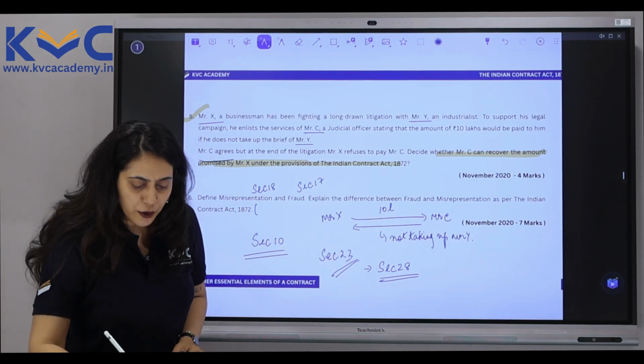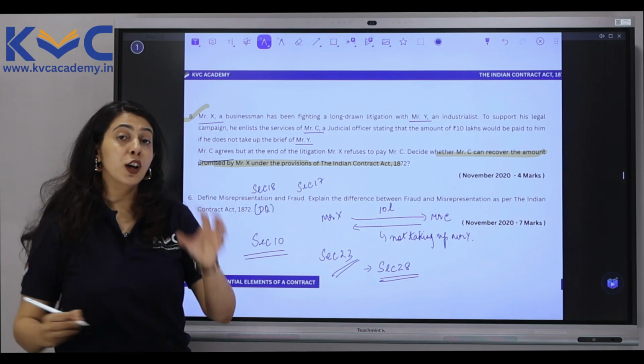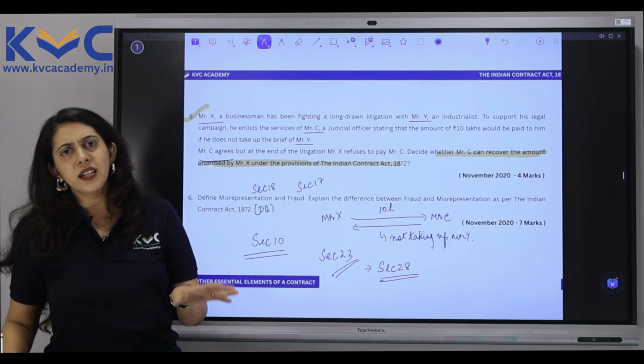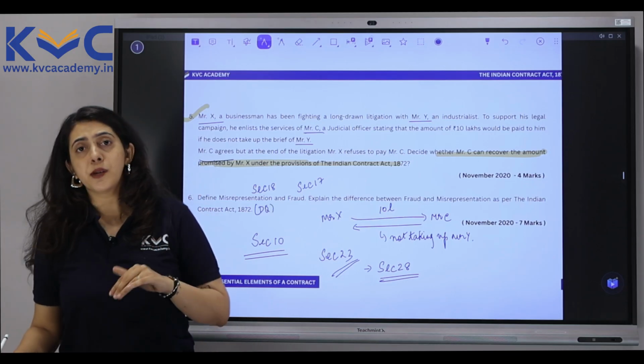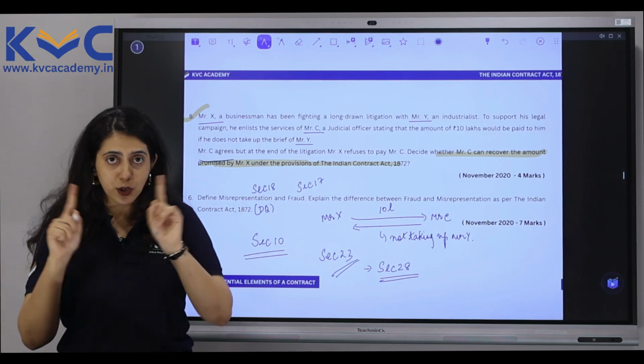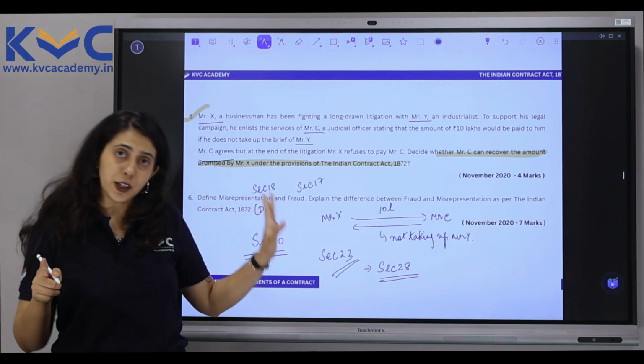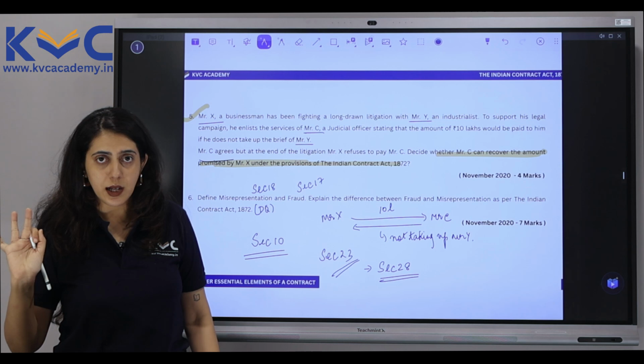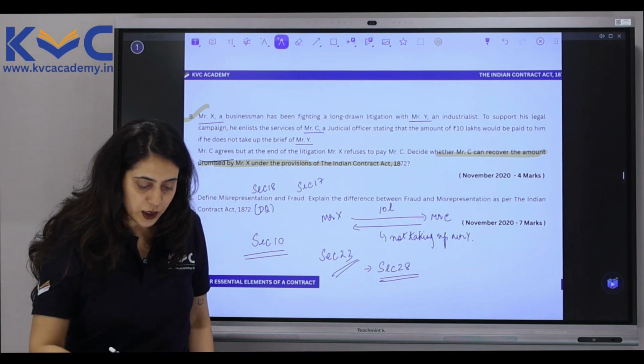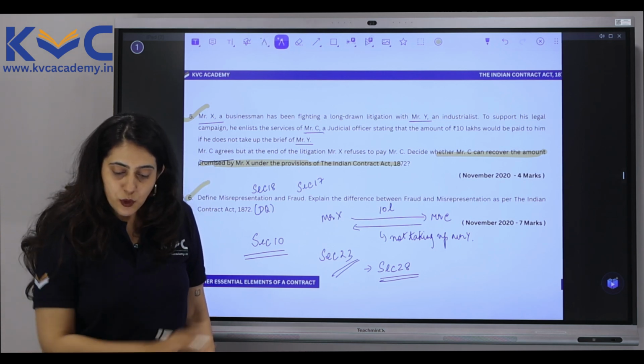I won't explain all of this right now because it is a direct question. Your study material in Unit 3 itself, after fraud and misrepresentation, there is a table which gives you the differences between fraud and misrepresentation. That will form a part of this answer. So we're done with 6 questions. Let's move on to the 7th one.